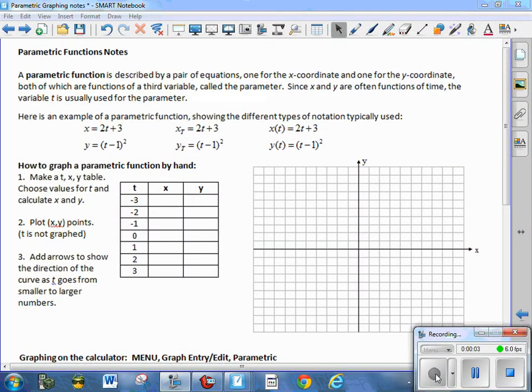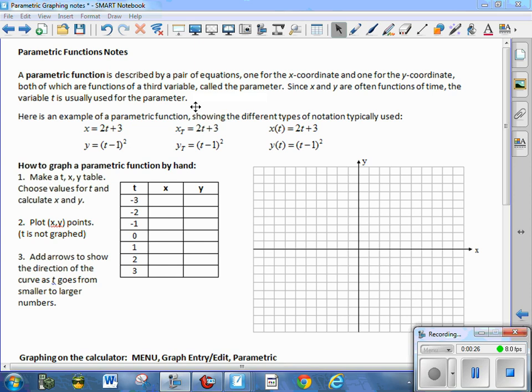Okay, parametric functions notes. You've done polar functions, now you get to do parametric functions. Woohoo! A parametric function, as written here, is described by a pair of equations, one for the x-coordinate and one for the y-coordinate, both of which are functions of a third variable called the parameter. Since x and y are both often functions of time, the variable t is usually used for the parameter.